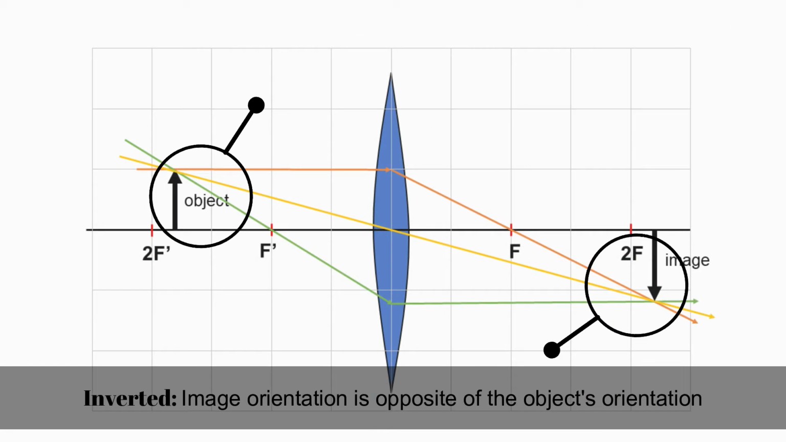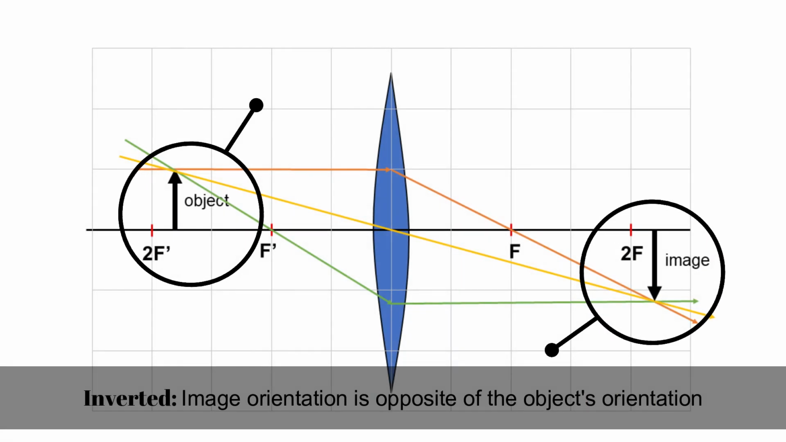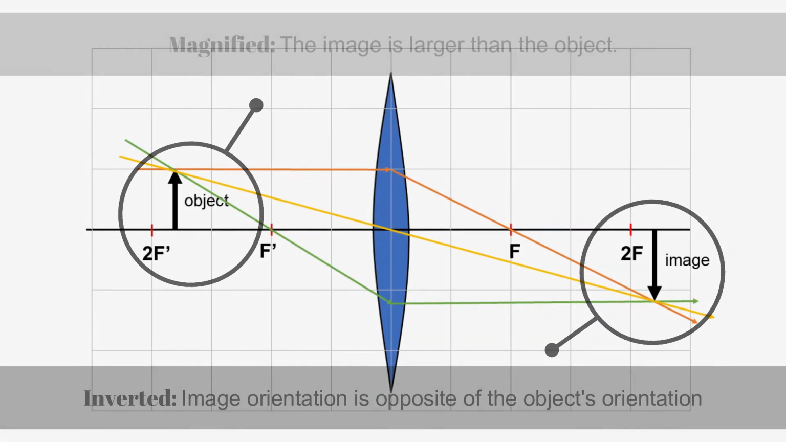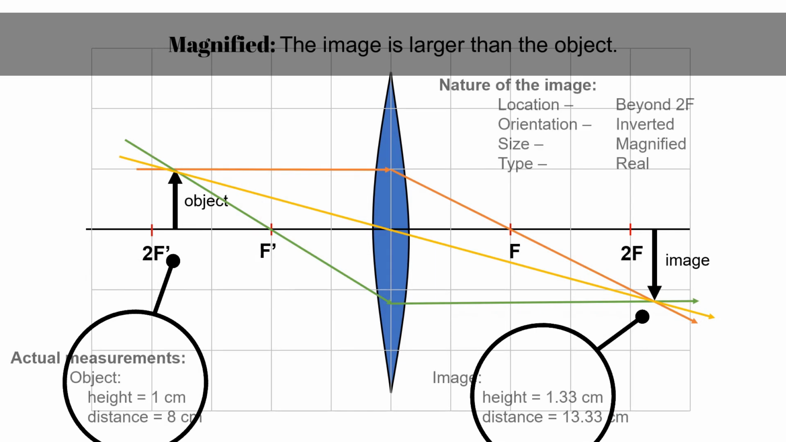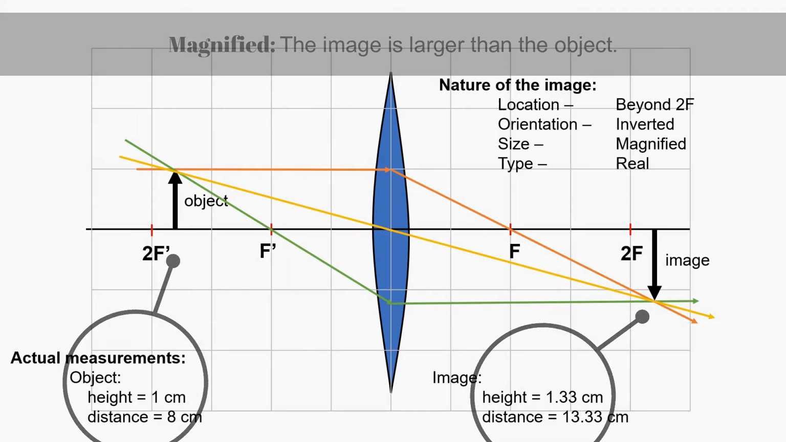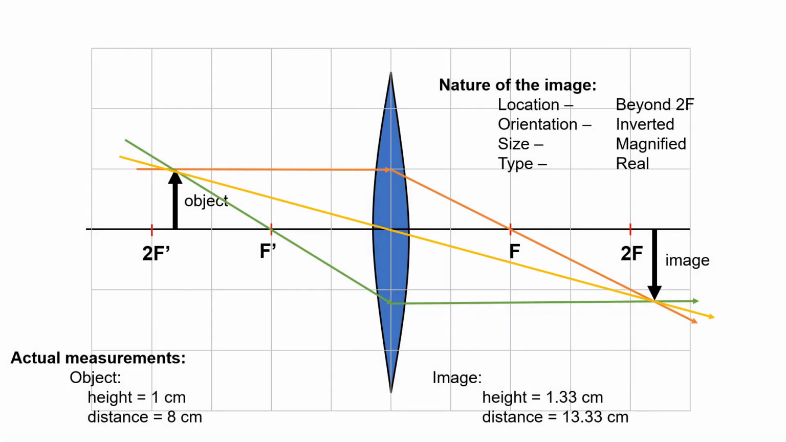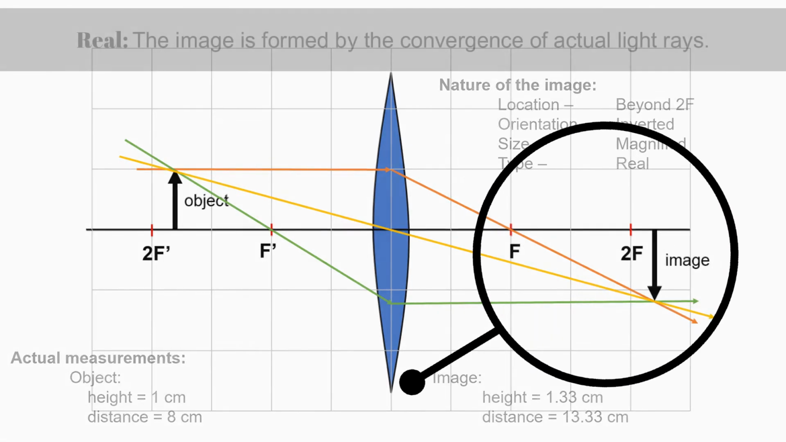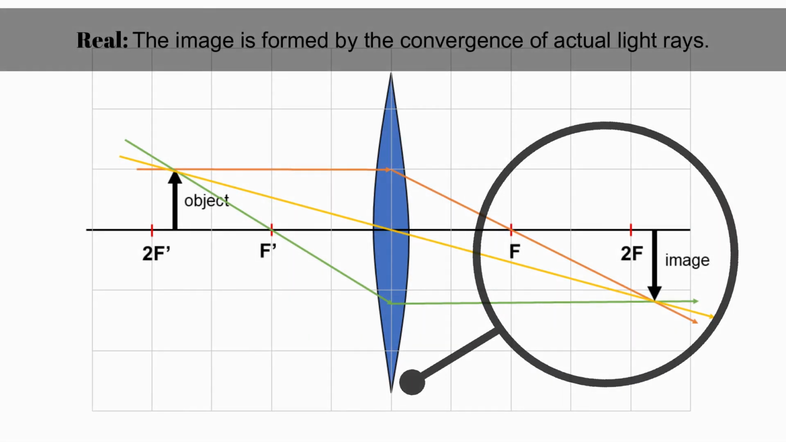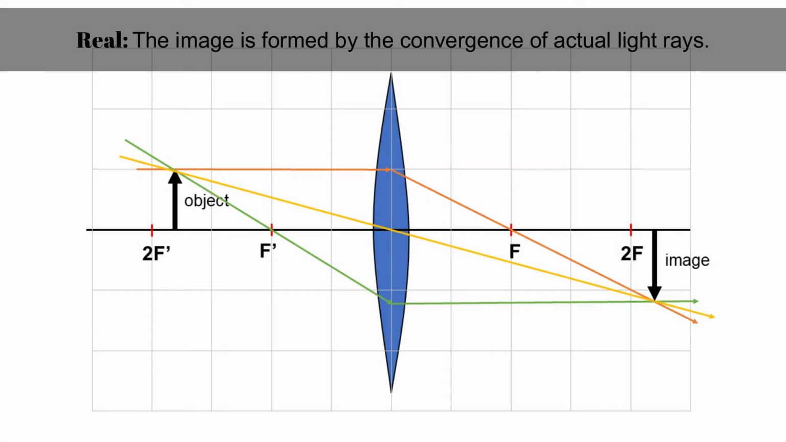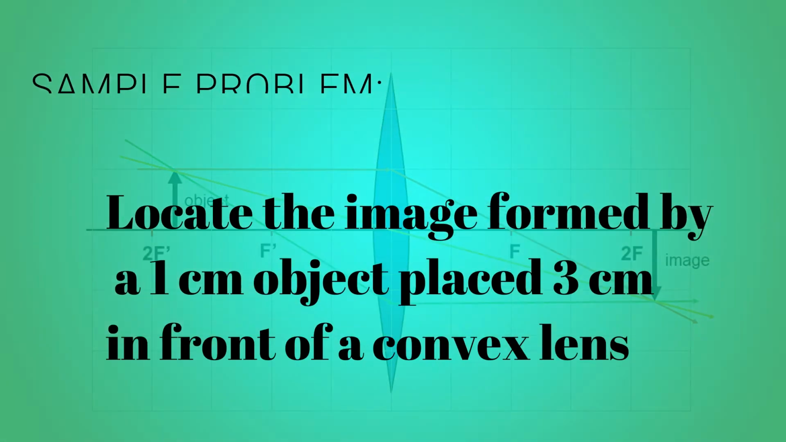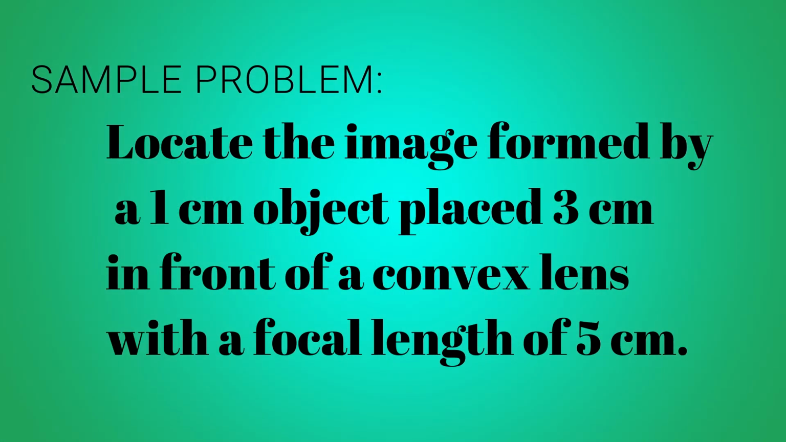It is inverted because its orientation is opposite to that of the object. It is magnified because it appears larger than the object. And finally, it's real because the image was formed when actual light rays converged. These solid lines represent actual refracted rays. Let's do one more example.